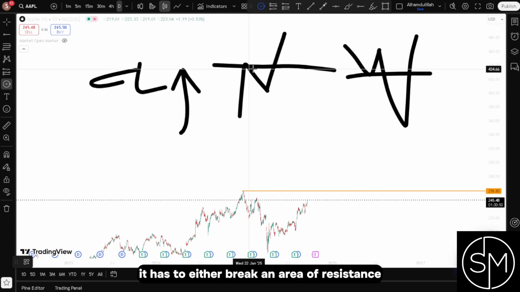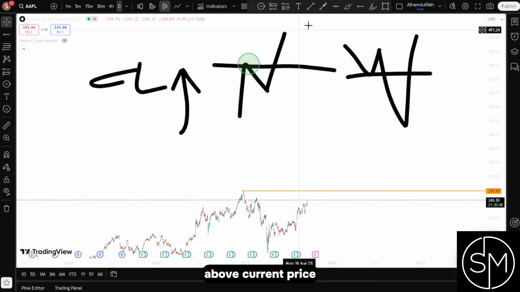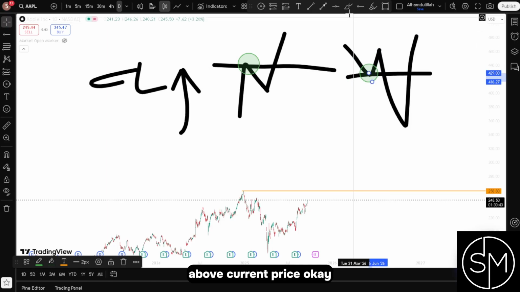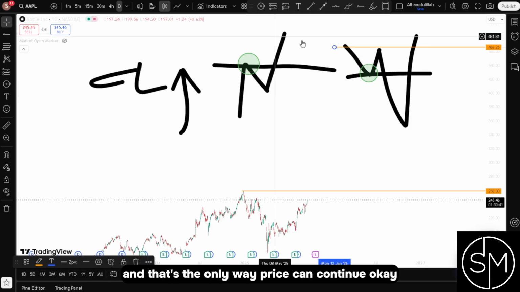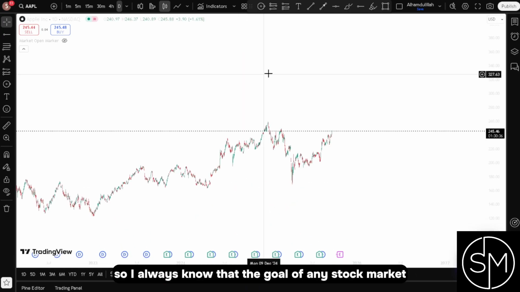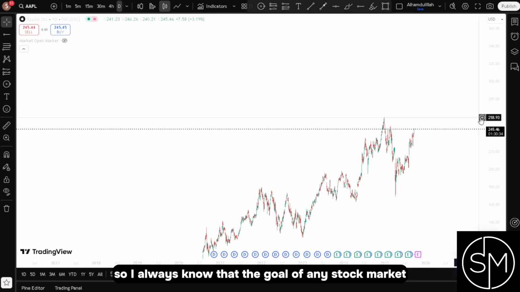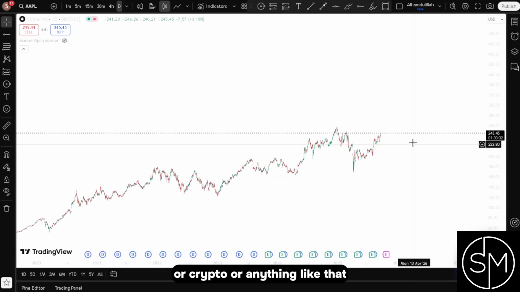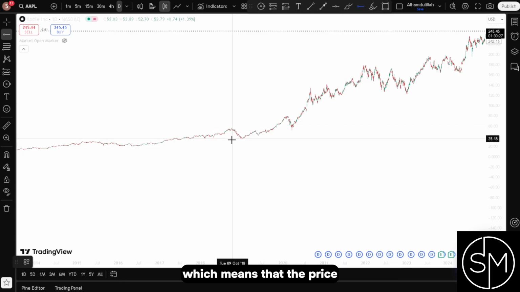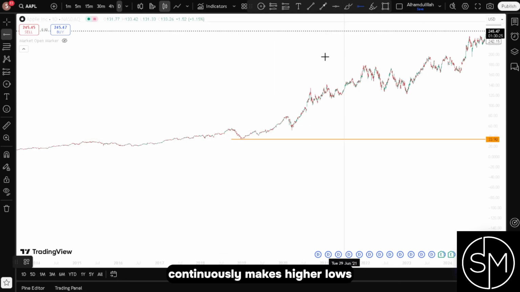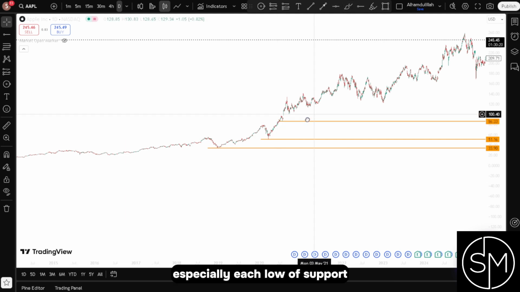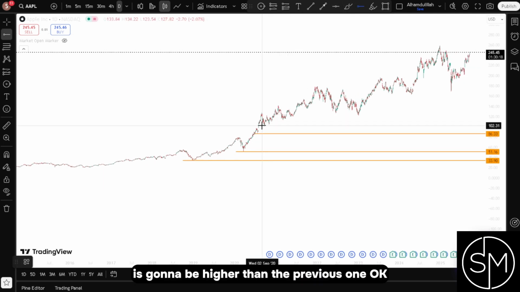So it has to either break an area of resistance above current price or break an area of support above current price. That's the only way price can continue. So I always know that the goal of any stock market or crypto or anything like that, especially that moves in a very bullish sense, which means the price continuously makes higher lows, which means that each low of support is going to be higher than the previous one.